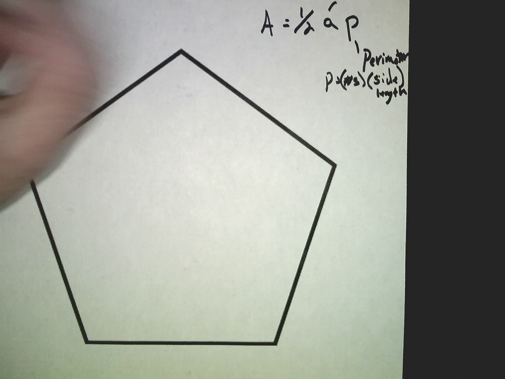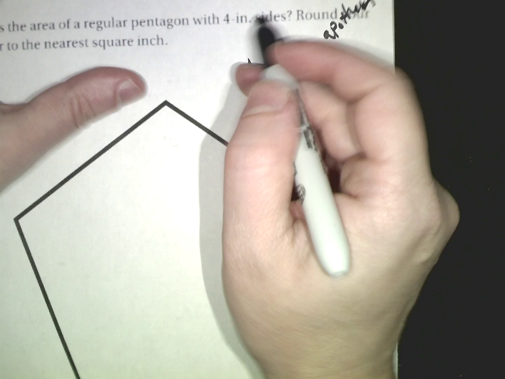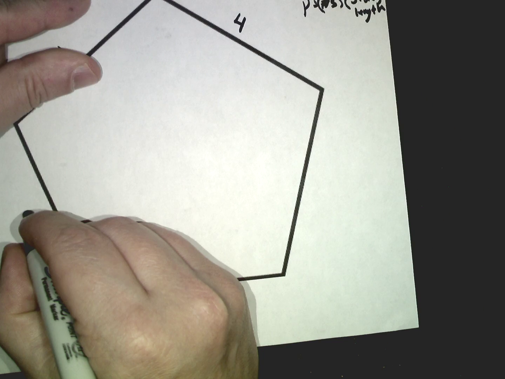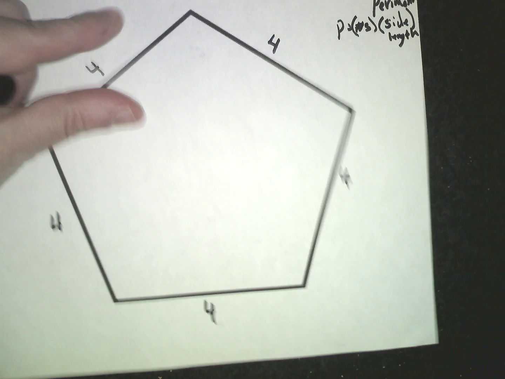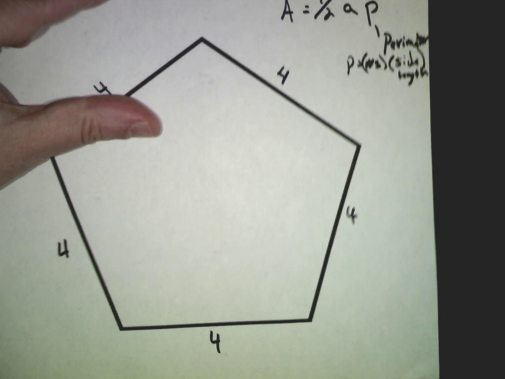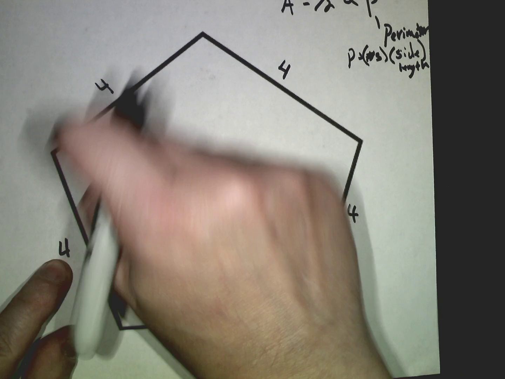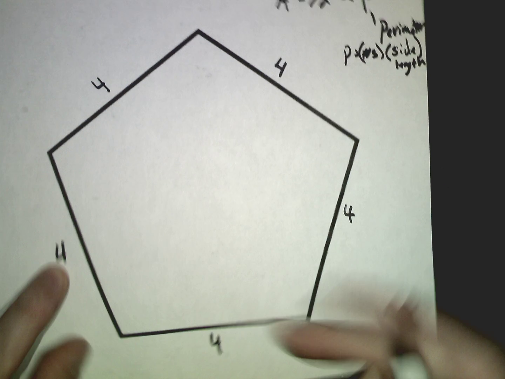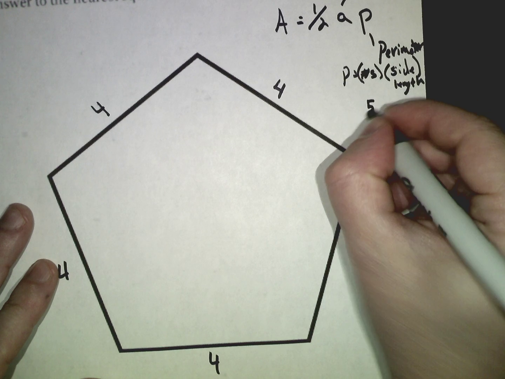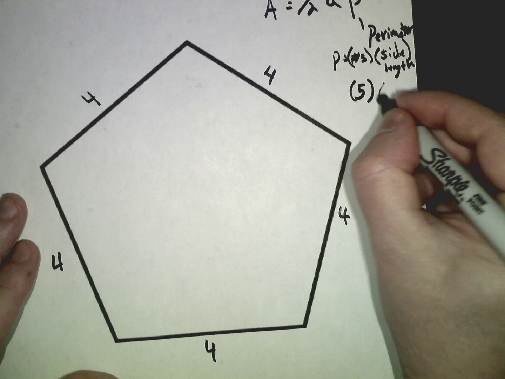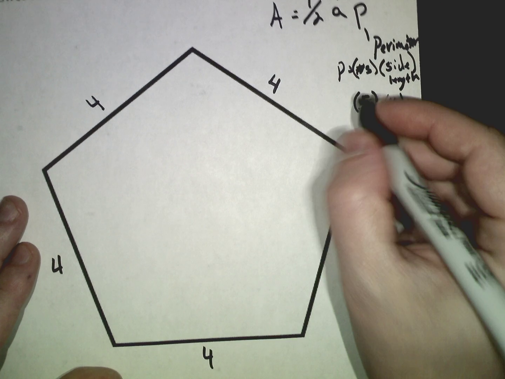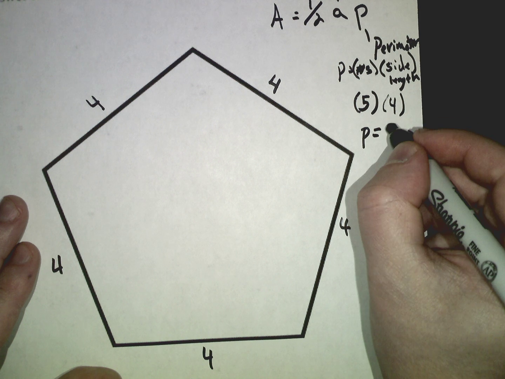Okay, so we actually have the perimeter. That's not bad. It says 4-inch sides. So that means this side is 4 inches, this side is 4 inches, this side is 4 inches, this side is 4 inches, this side is 4 inches. Remember, you can do it the long way and do 4 plus 4 plus 4 plus 4 plus 4. I prefer saying a pentagon has 5 sides, 1, 2, 3, 4, 5, times each side length is 4, 5 times 4. The perimeter of my pentagon here is 20.